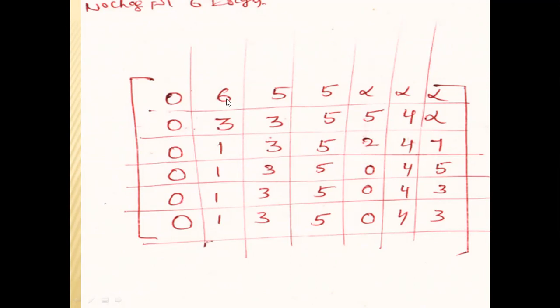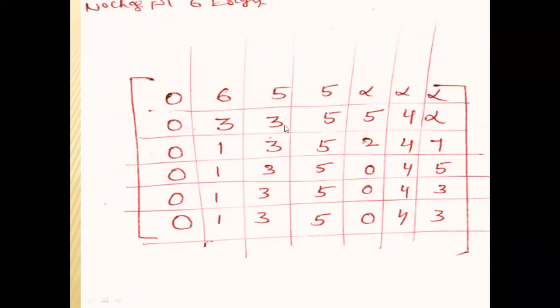1 to 2 means the shortest path from 1 to 2 is 6. The shortest path from 1 to 2 by using 2 edges is 3. The shortest path by using 3 edges is 1. Then 1, 1, 1 means for 1 to 2 there is no path existing by using 4 edges, 5 edges or 6 edges. The shortest path is existing only by using 3 edges.